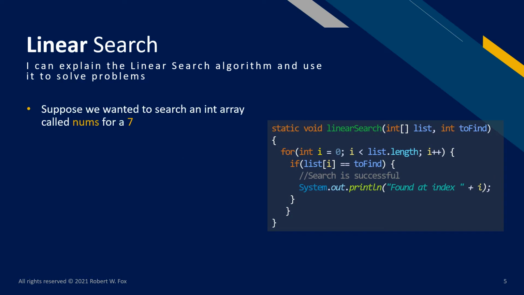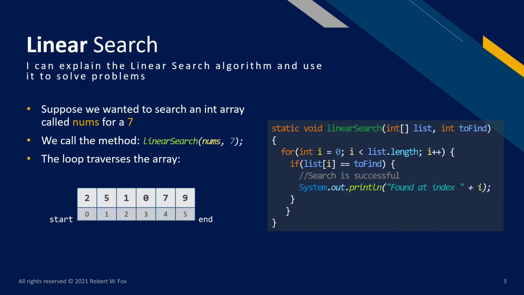Let's say we wanted to use our method to search for the number 7 in an array called nums. The first thing we would do is call the method. We would say linearSearch(nums, 7), and the loop would then traverse the array. Each time it visited an element, it would check to see if it's a 7. Eventually at index 4, it will find the 7, but the linear search will keep going and search all the way through the array. So if there were several 7s, it would find all of them. In this case, there's only one, so the output will simply be "found at index 4."